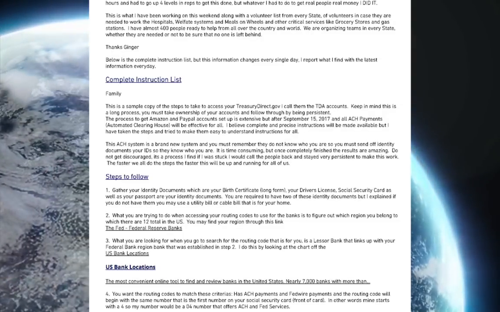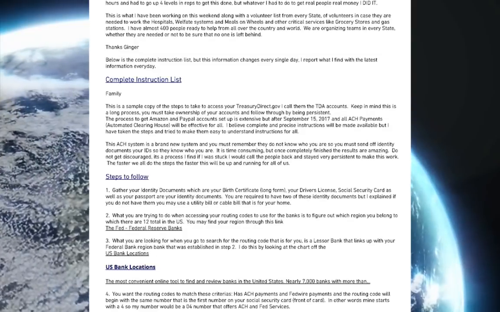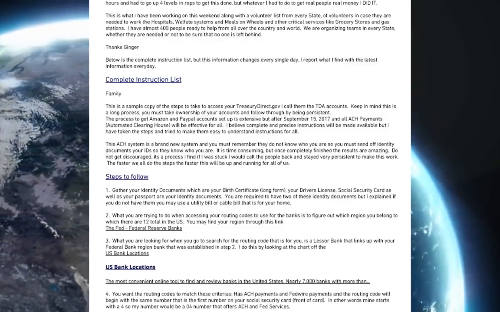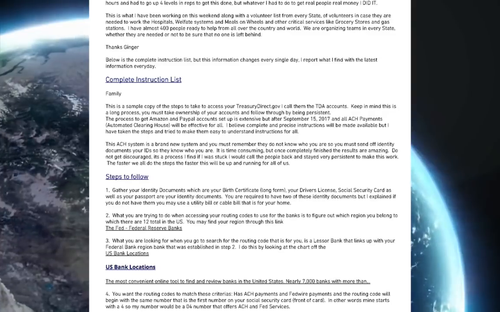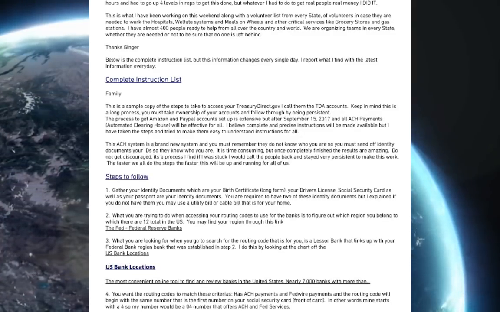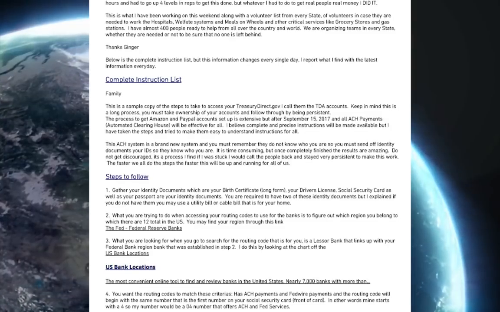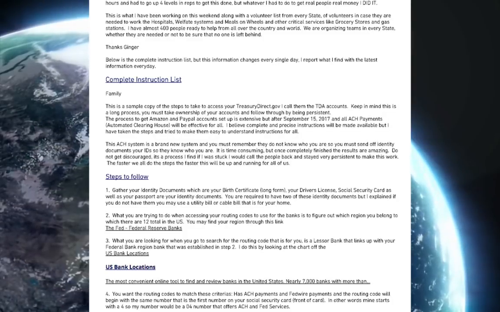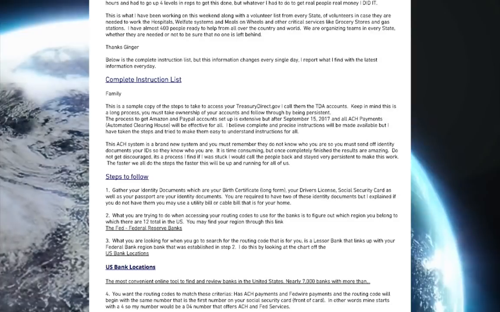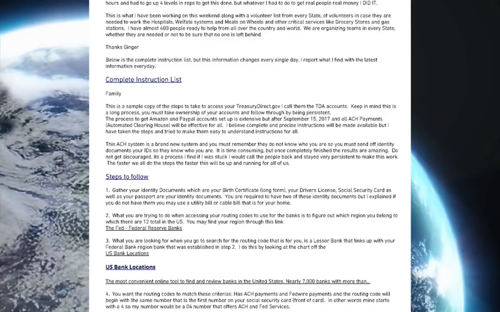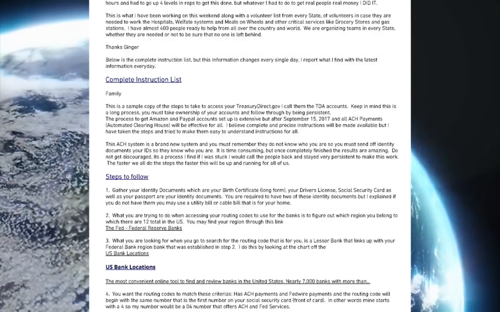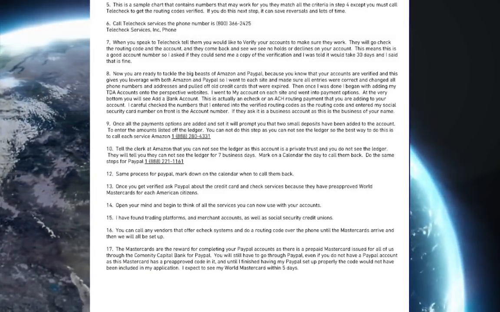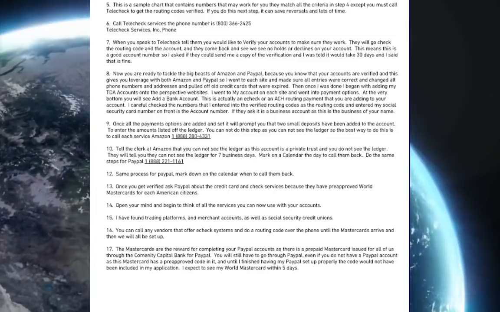http://www.sbanklocations.com. The most convenient online tool to find and review banks in the United States, nearly 7,000 banks with more than U.S. bank locations. 4. You want the routing codes to match these criteria, ACH payments, and Fedwire payments, and the routing code will begin with the same number that is the first number on your social security card, front of card. In other words, mine starts with a 4, so my number would be a 04 number that offers ACH and Fed services.